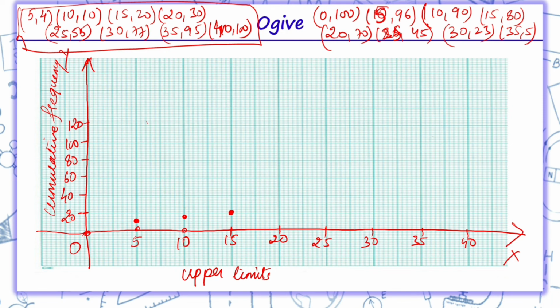Then 20 and 30. So 20, 30 is here. Then we have 25 and 55. So 25 and 55 will come over here approximately. Then 30 and 77, it's coming over here. Then 35 and 95 is like here. Then 40 and 100 is here. So these curves, when we'll join them, this curve is of less than ogive.